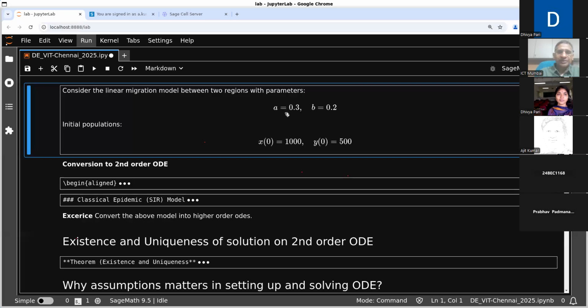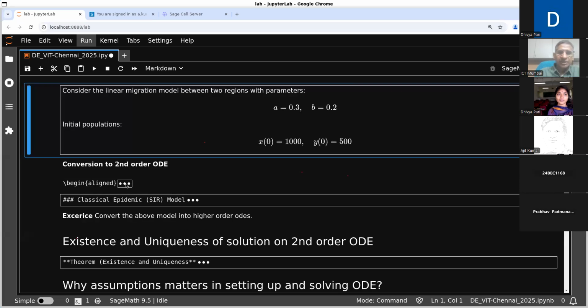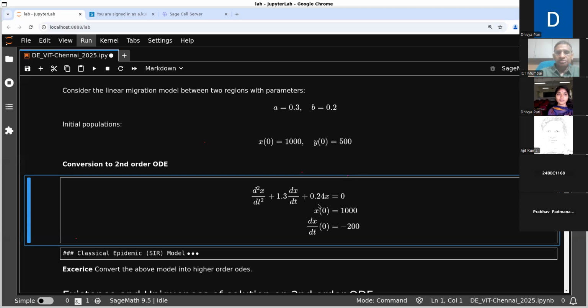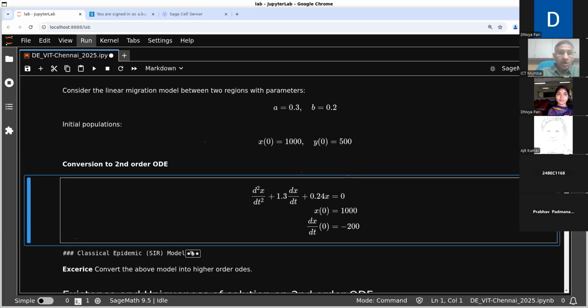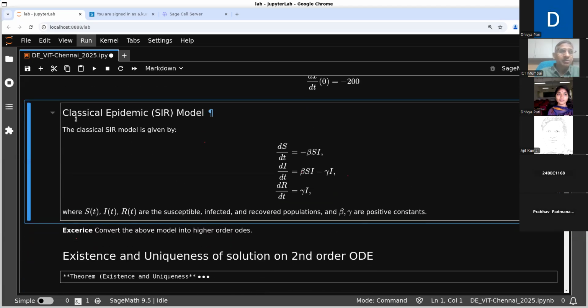So for example, if I have some initial condition, that also we can convert into a second order ODE, right? Or even, let us say, this is a famous model called the SIR model, which is a model for epidemics. In an epidemic, you have susceptibility, you have infection, and you have rate of recovery. So if R(t) is the number of people who have recovered at time t, S(t) is the number of people susceptible at time t, and I(t) is the number of people infected with a certain disease.